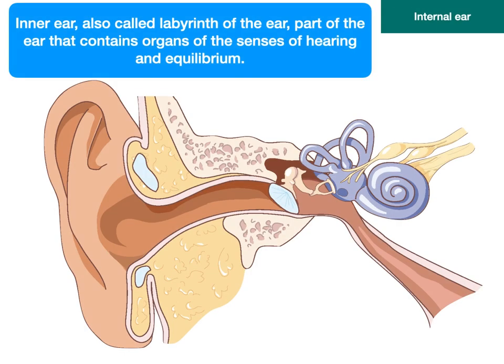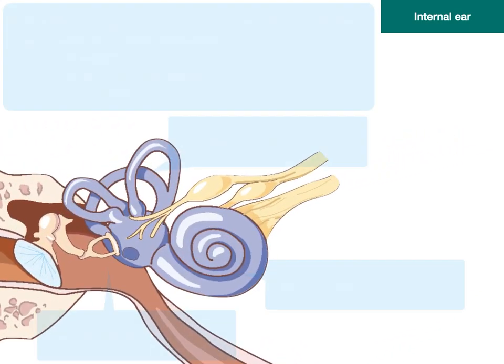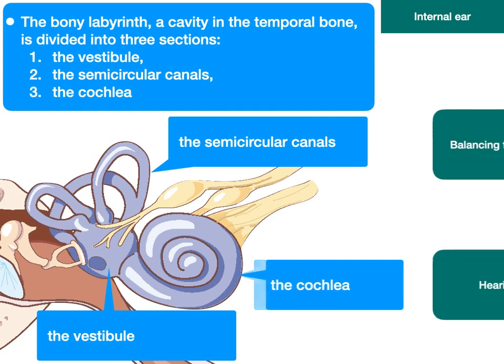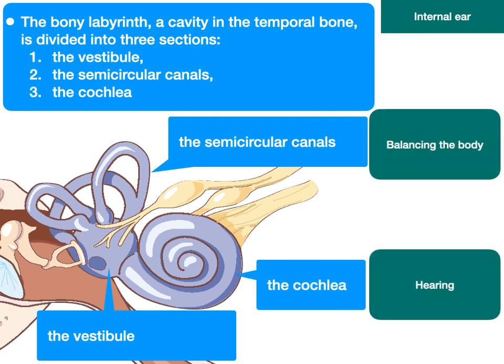The last part is the internal ear. It is also known as the labyrinth of the ear, the part of the ear that contains the organs of hearing and equilibrium. The parts of the inner ear are the vestibule, semicircular canals, and cochlea. These are the three parts you have to know. The semicircular canals and vestibule help in balancing the body, and the cochlea is for hearing.